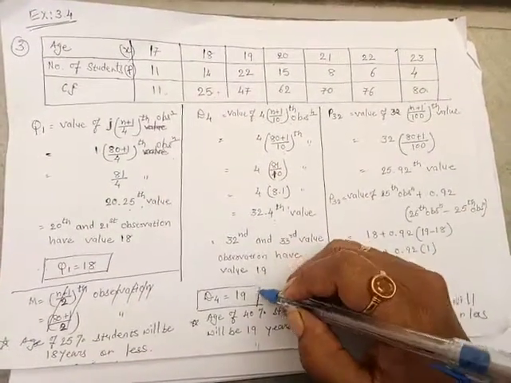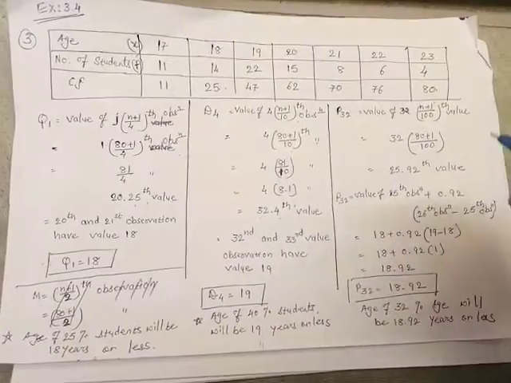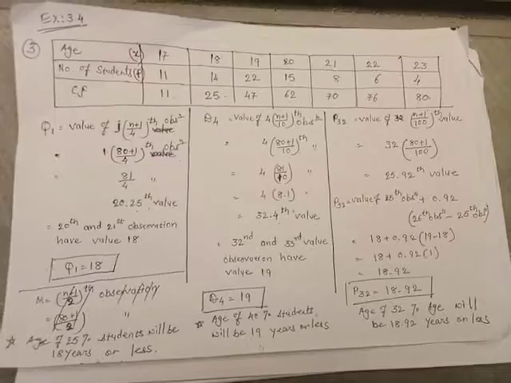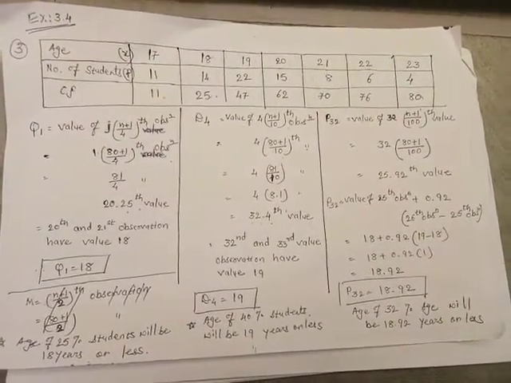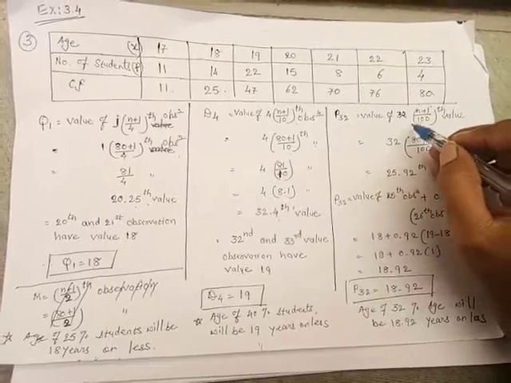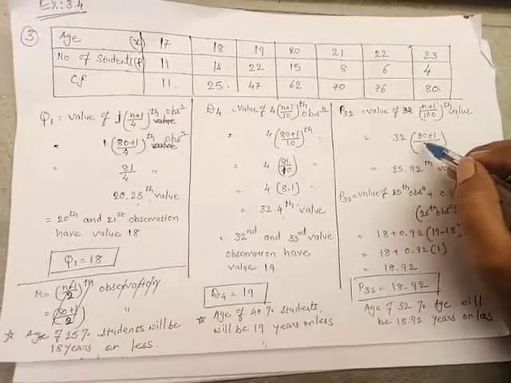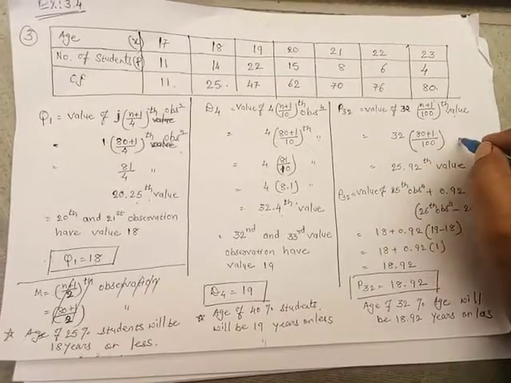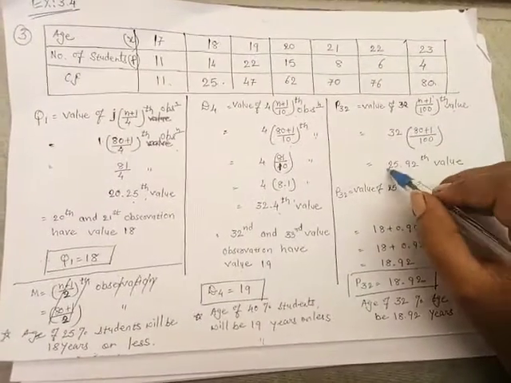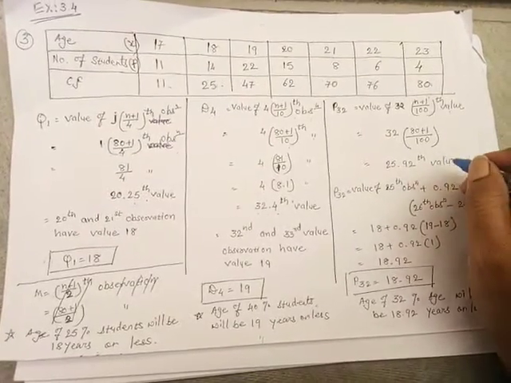Now its statement: the age of 40% students will be 19 years or less. Now the percentile 32. First of all, we write the formula. The value of j in bracket n plus 1 upon 100th observation: 32 in bracket 80 plus 1 upon 100. Simplify this, then the 25.92nd value comes.